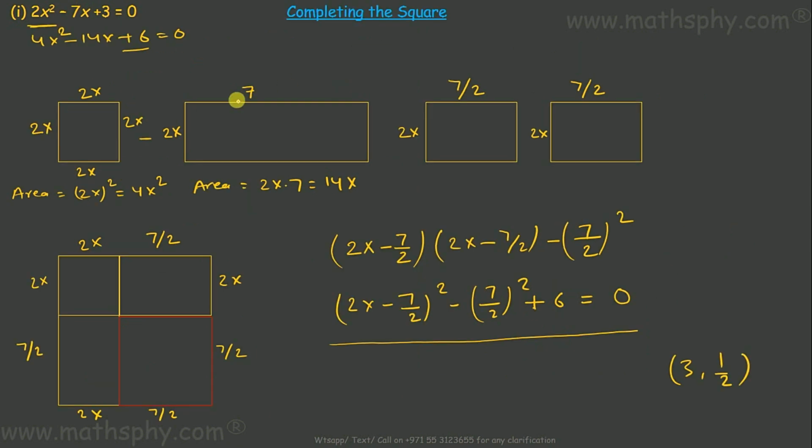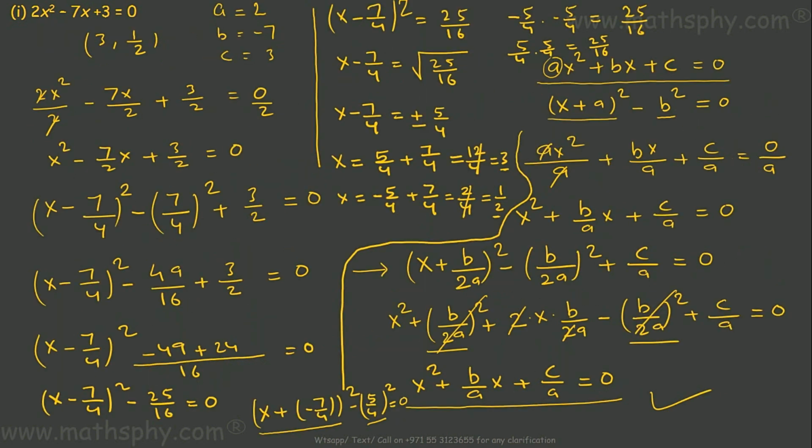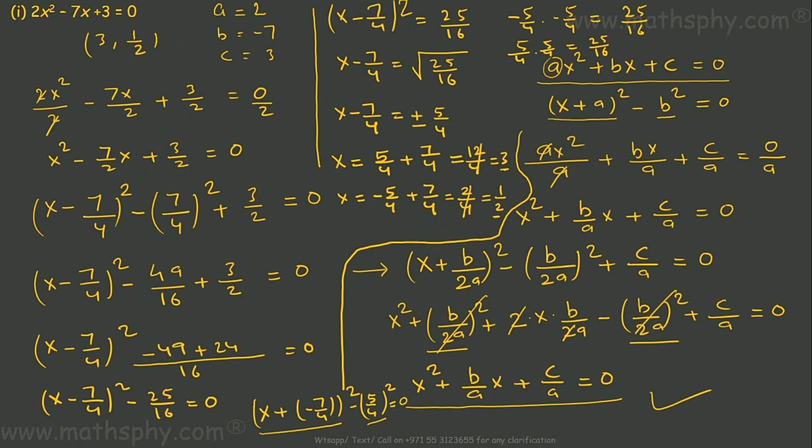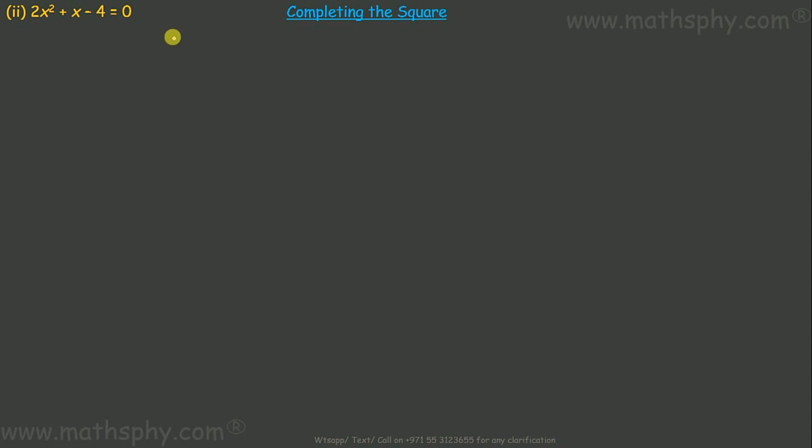I follow this method, drawing some squares, I get same roots. I follow this method without drawing squares, I get the same result. So this is up to us which method we go for. We draw some squares or we solve it without drawing squares. Alright, this equation here, we have to solve this through completing a square.